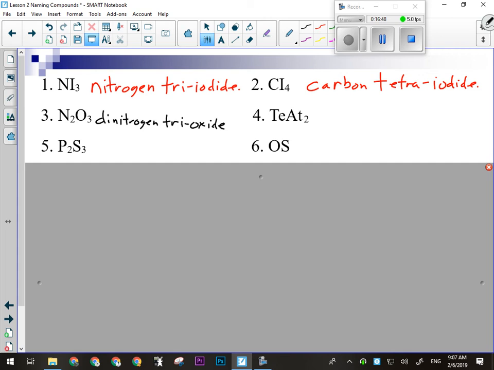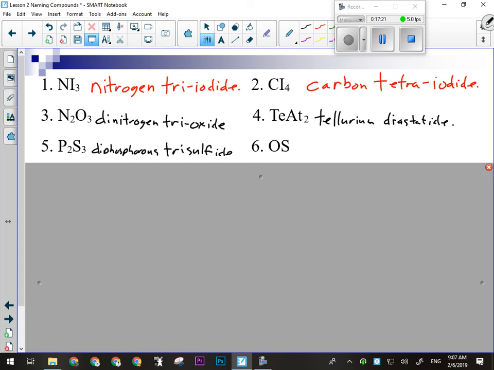All right, questions on number 3? Okay, for number 4, I've got tellurium and acetatide. There's only one tellurium, so I don't need a prefix on that. So we'll have tellurium diacetatide. Okay, questions on 4? Okay, for number 5, I've got 2 phosphorus, so this will be diphosphorus trisulfide.